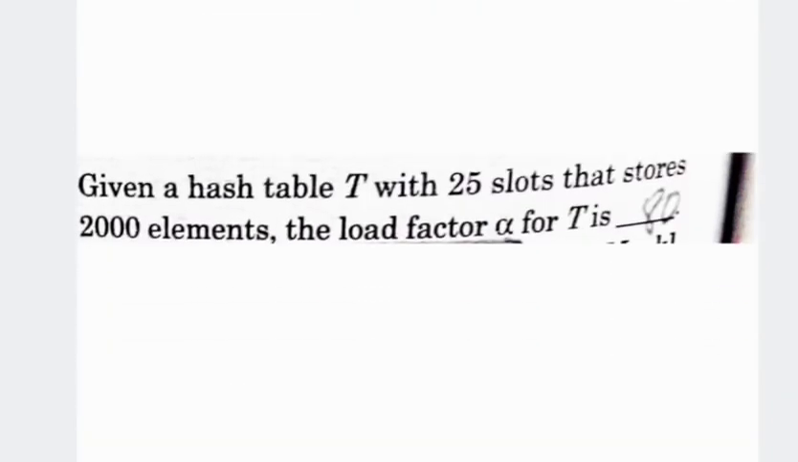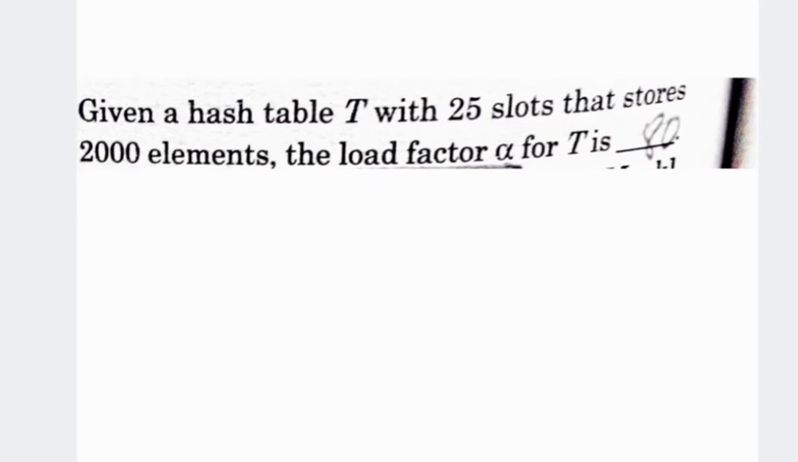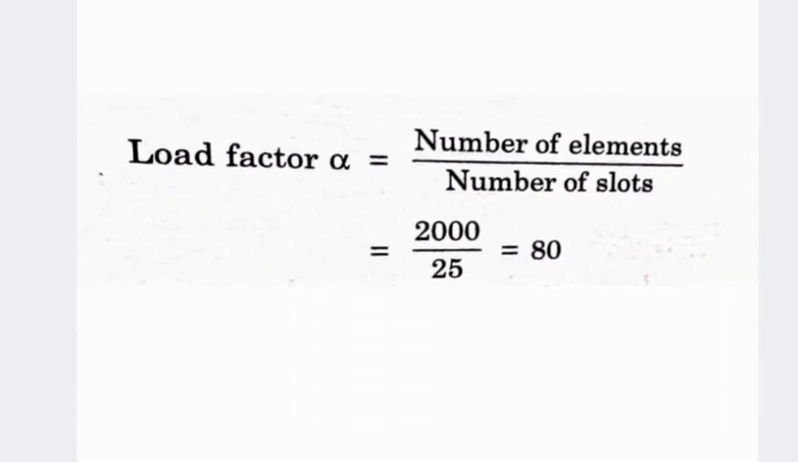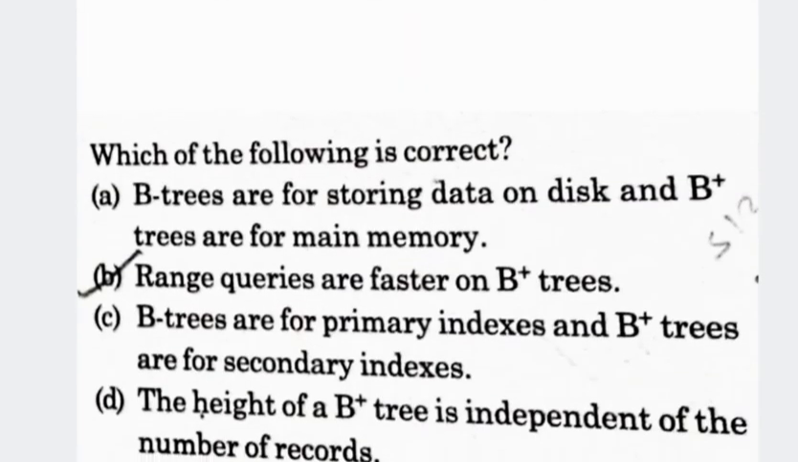Given a hash table T with 25 slots that stores 2000 elements, the load factor alpha for T is what? We know very well the load factor is equal to the number of stored elements upon slots. So here 2000 divided by 25, we get the value 80. So that is your correct answer, which represents the number of elements divided by the number of slots. Now come to the next question.